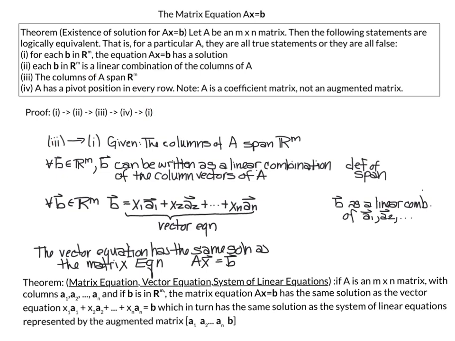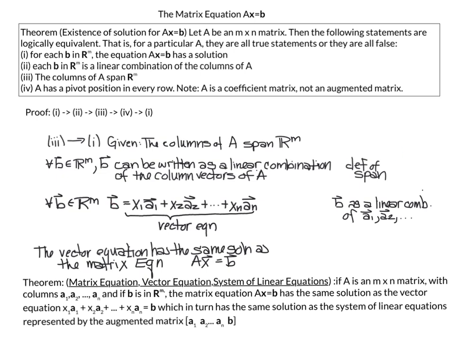So let's do 3 implies 1. We're given the columns of A span Rm, and we want to show 1, that AX = B has a solution for all B in Rm. So if B is in Rm and the columns of A span Rm, that means B is in the span of the columns of A, which means B can be written as a linear combination of the column vectors of A. That just comes from the definition of span.